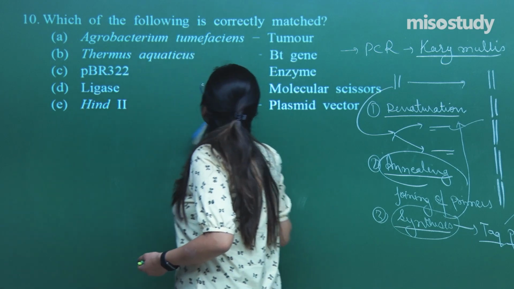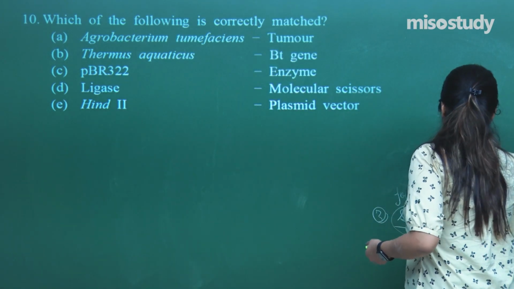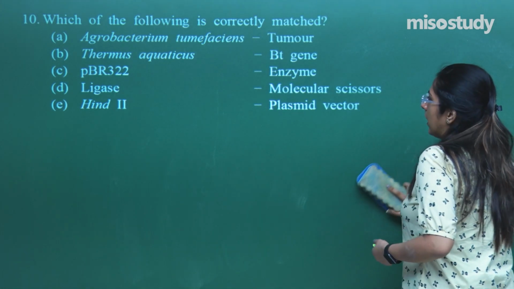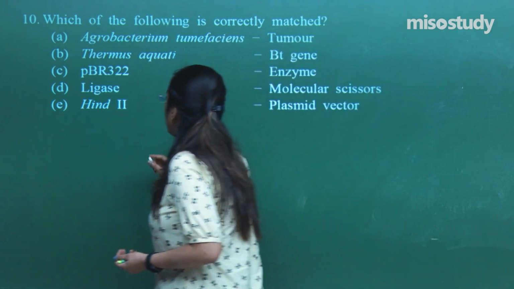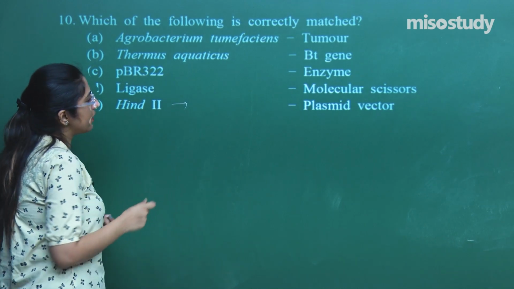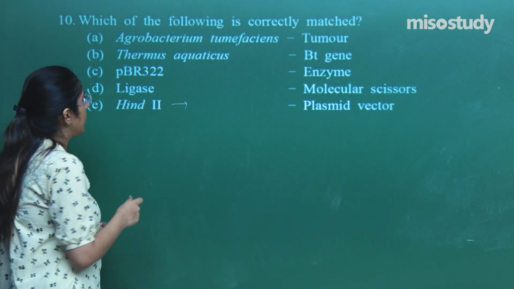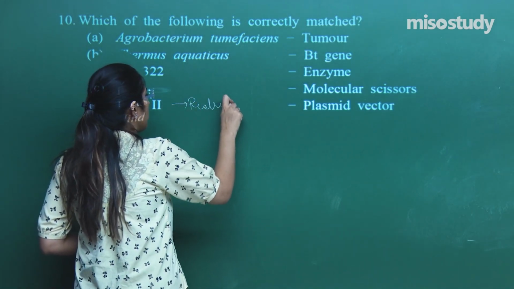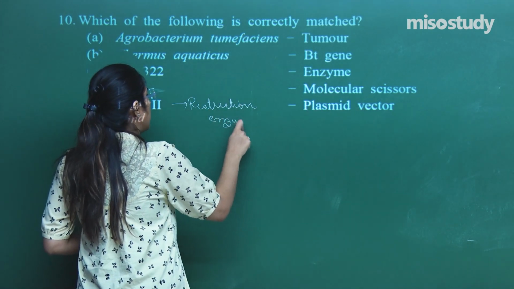Another good question. We have to look for the option which is correctly matched. Let's start from the last option. Hind 2, what are they? They are restriction enzymes, we know that, and it is written over here that they act as a plasmid or the vector. No, they are not plasmids or vectors. What are these? Restriction enzymes.